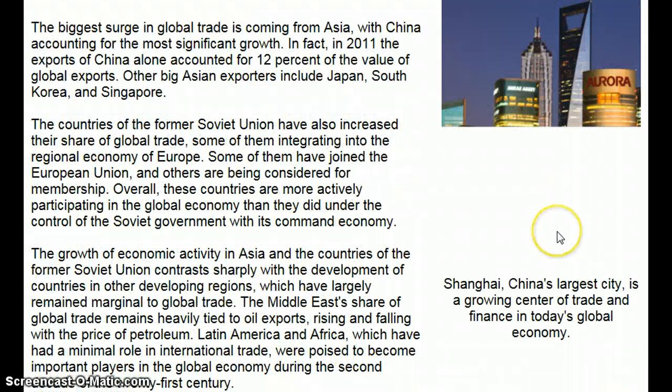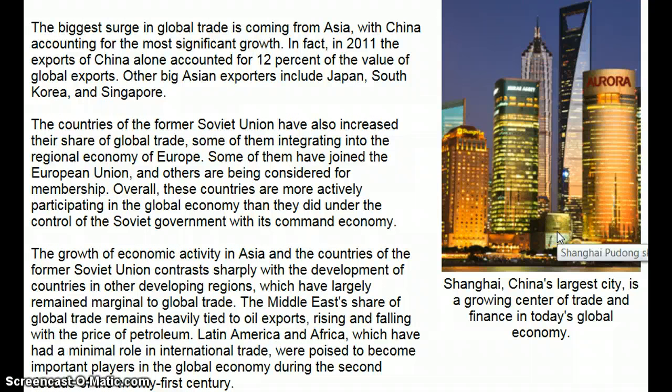The rise of Asia. The biggest surge in global trade is coming from Asia, with China accounting for the most significant growth. In fact, in 2011, the exports of China alone accounted for 12% of the value of global exports. Other big Asian exporters include Japan, South Korea, and Singapore.